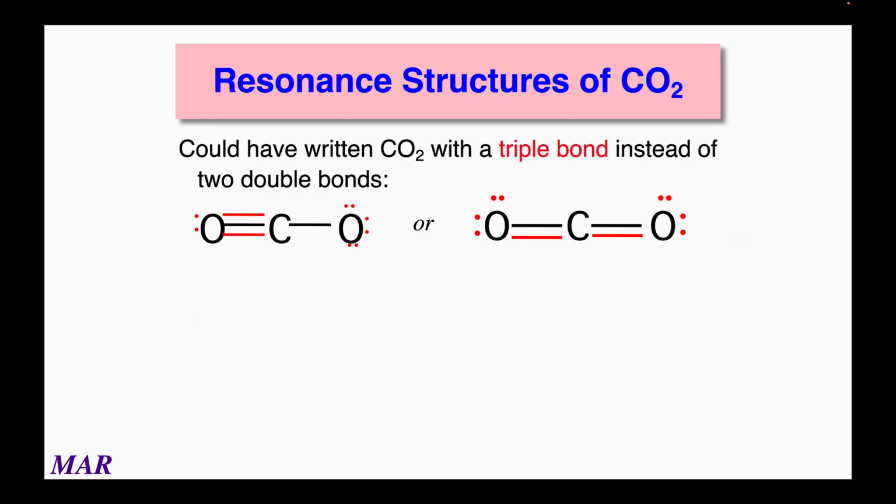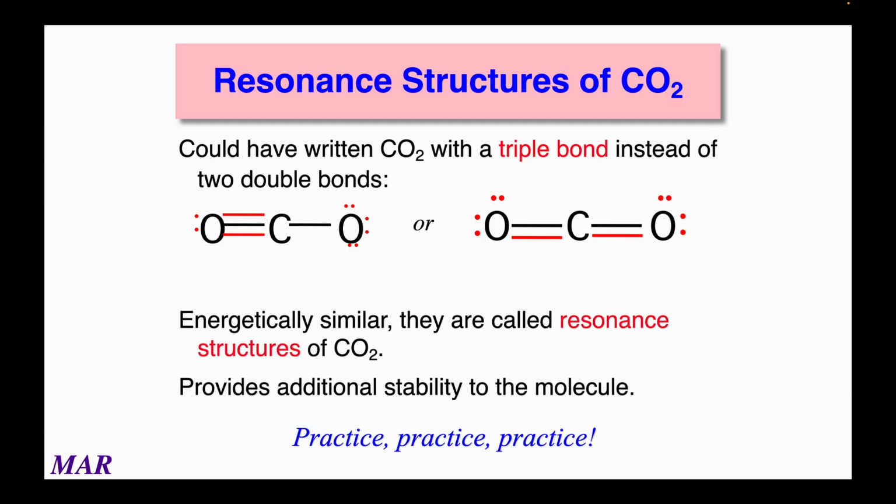Carbon dioxide could have been written with a triple bond on the left and a single bond on the right. And that's very true, because the carbon in the middle will then have 4 pairs just like the carbon in the right-hand structure. So a triple bond and a single bond is a possibility. These are called resonance structures of carbon dioxide. And resonance makes the molecule more stable, believe it or not.